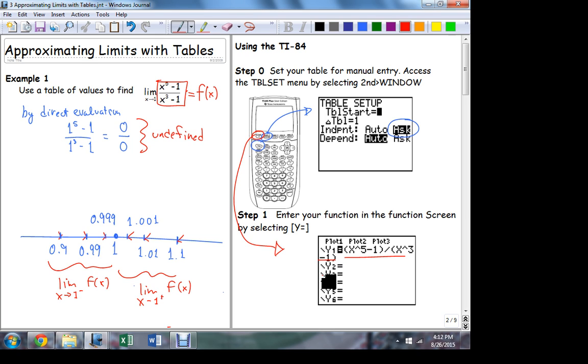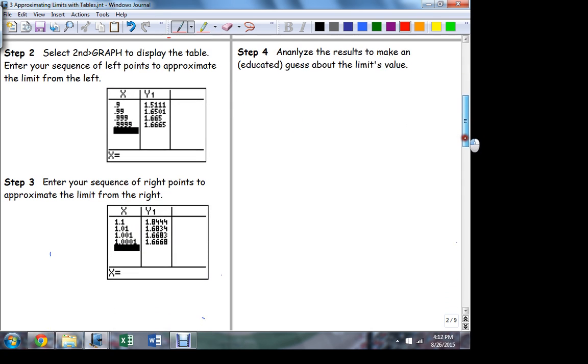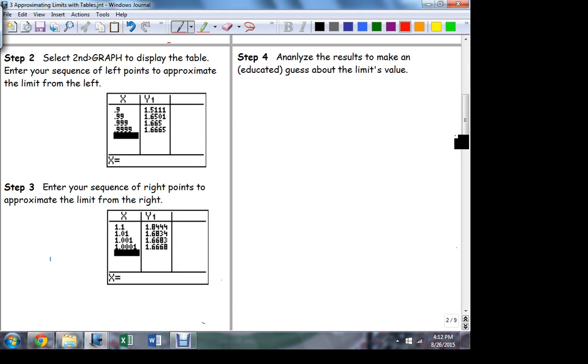And so there's the setup. Make sure you've got your table set for manual entry and make sure your function has been entered. And now what I'm going to do is go into my calculator and start entering these values. So here's my approach from the left-hand side.